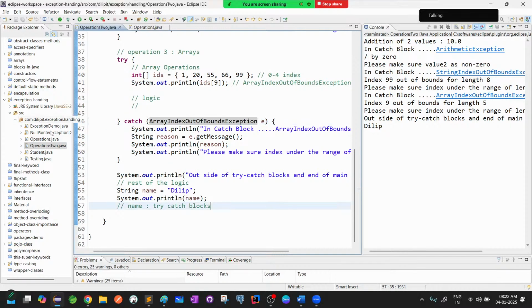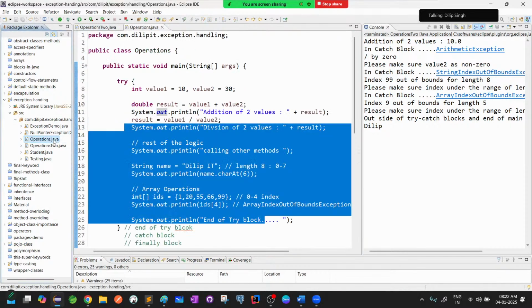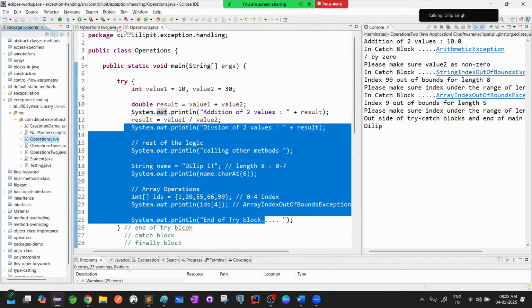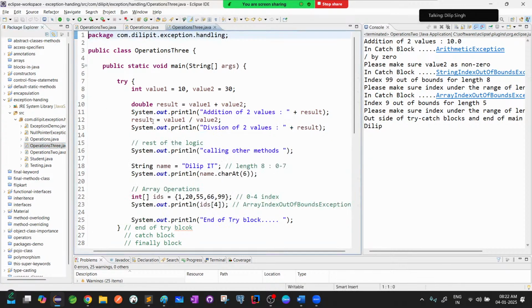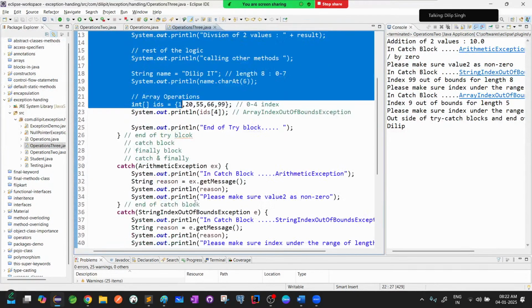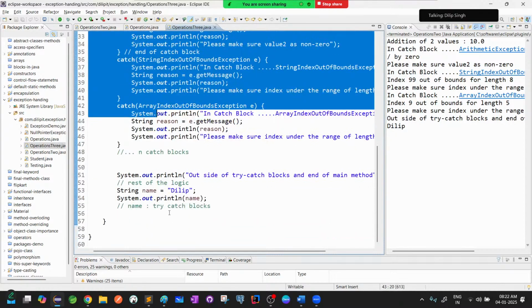Now let's come back to one more example. Operations 2, operations 3 I will take. So one more point I'm discussing right now. Understand here. I'm taking the old logic again. So what is it? 3 operations are in place and you wrote 3 catch blocks, right? Fine.